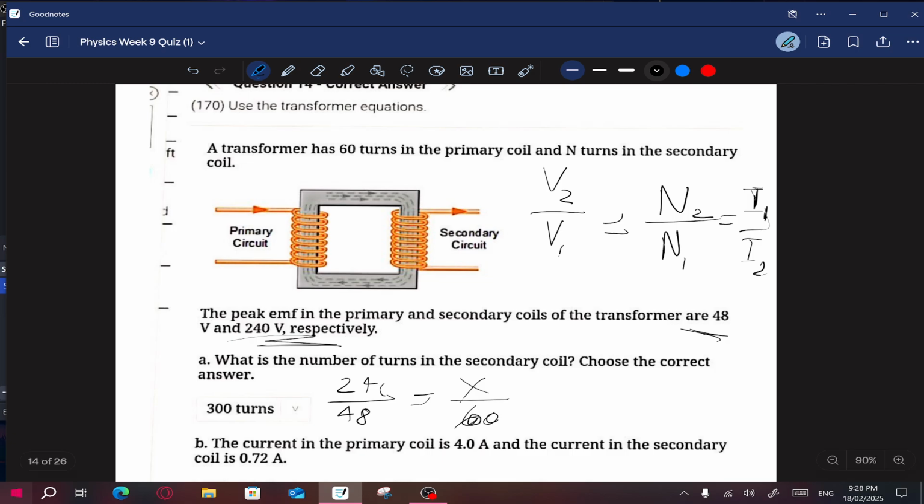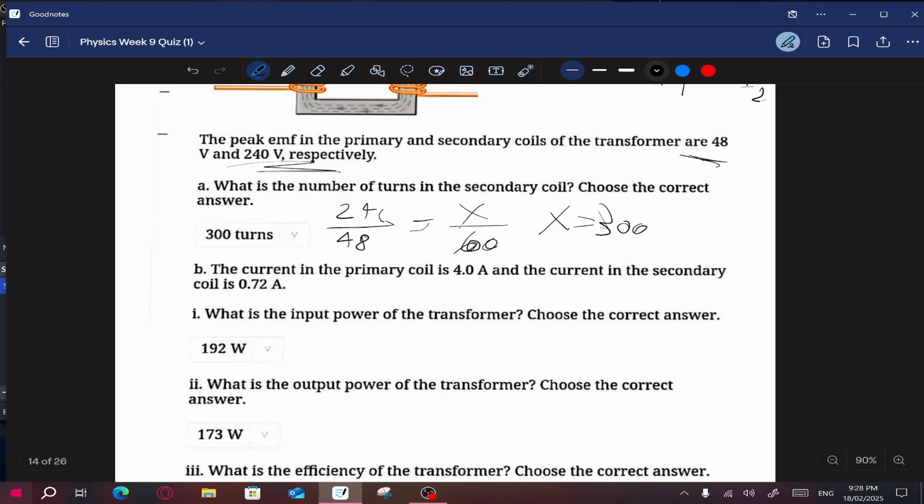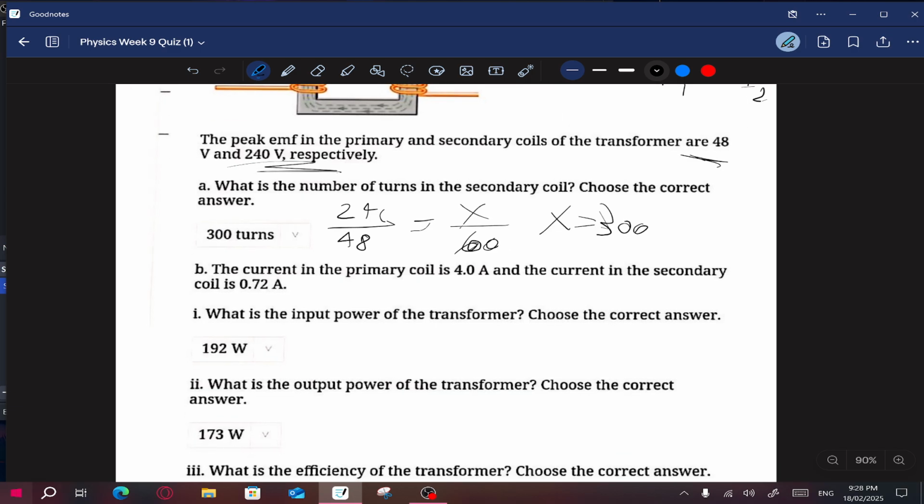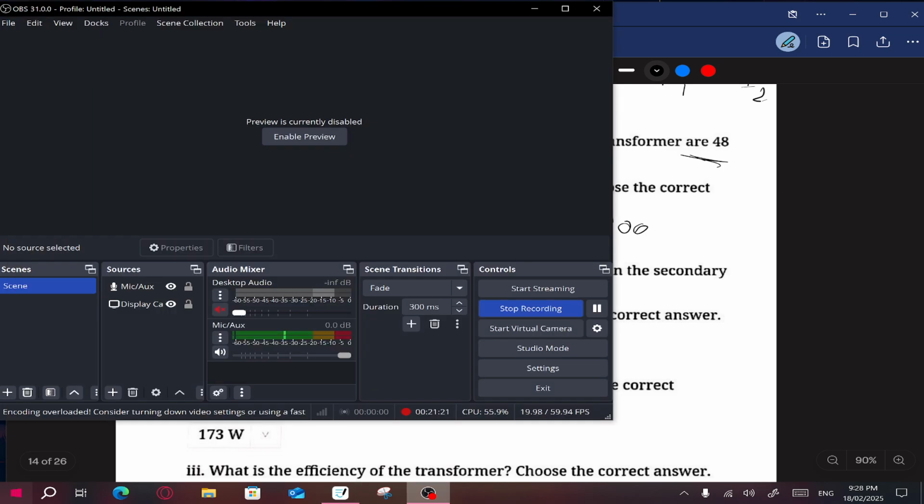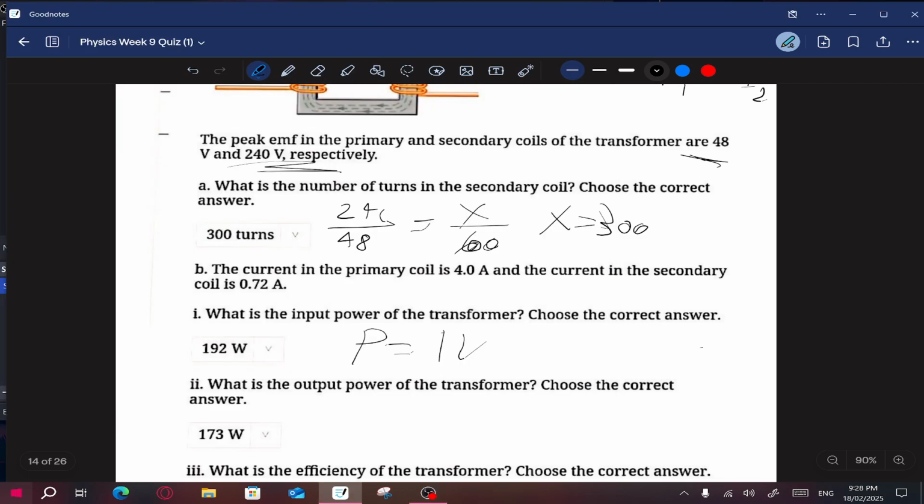Now for the power in a transformer, you know that P equals IV. So at this stage, all you're going to need to do is multiply. P is equal to IV. So the input power of the transformer, which means the primary, is 4 amperes times how much voltage we have? We have 48. This gives me 4 times 48, 192 watts.